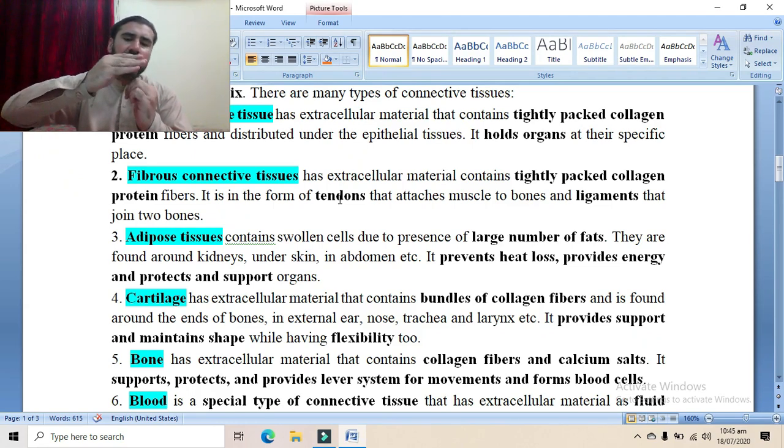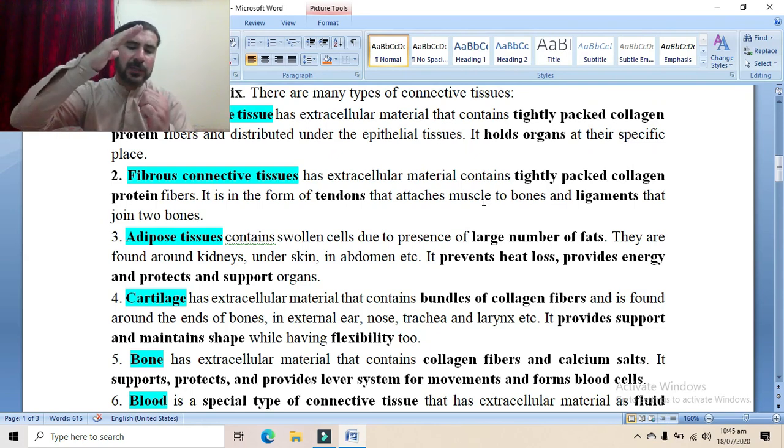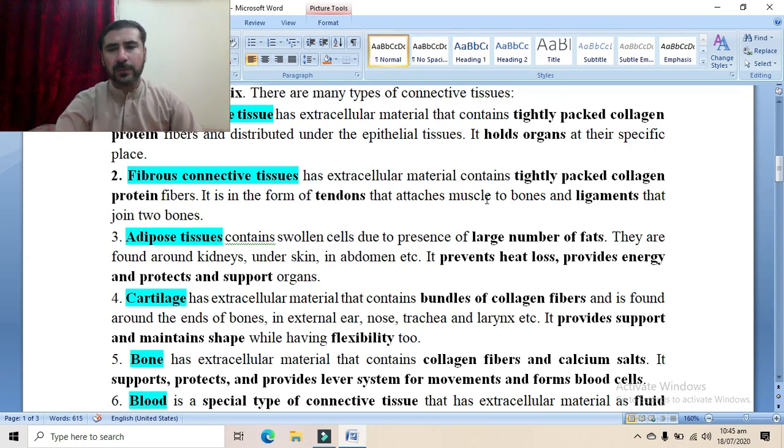In between these two, this is the muscle, this is the bone. In between these two, here in the middle, there is connective tissue, and that connective tissue is basically fibrous connective tissue. So it is in the form of tendons that attach muscles to the bone. This is muscle, this is bone. It attaches muscles to the bone. In between there is fibrous connective tissue, and ligaments join two bones.